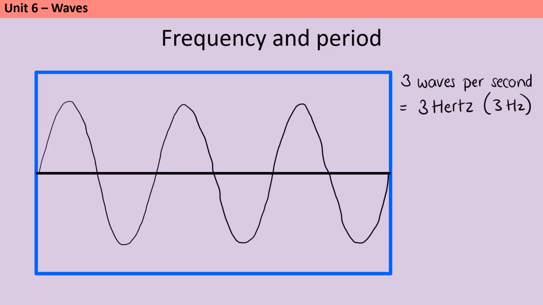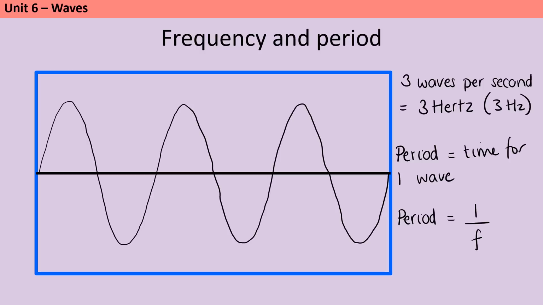The other thing that you need to be able to identify is the frequency of a wave. So if this box represents 1 second, then there are 3 waves inside it. In other words, 3 waves have passed a point within a second. So the frequency is 3 Hertz.